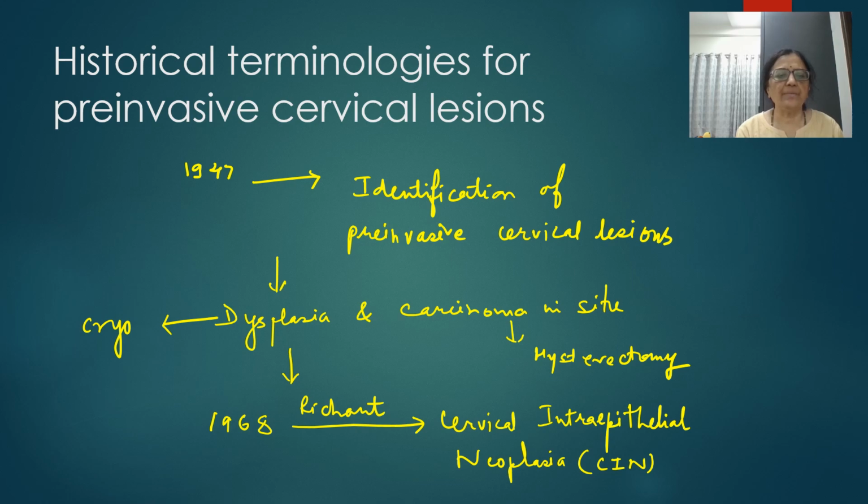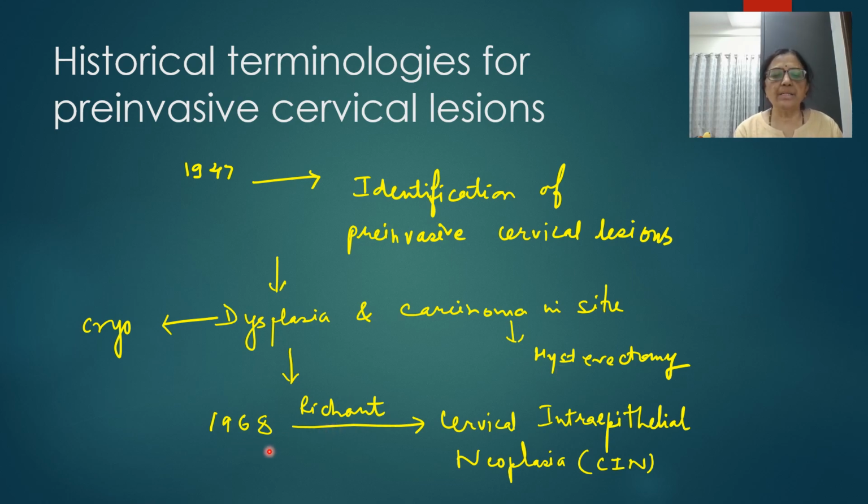Historical aspect as far as pre-invasive cervical lesions go: in 1947, it was for the first time identified that there is an entity as pre-invasive cervical lesion. It was labeled as dysplasia, and carcinoma in situ for the severe form. Dysplasia was usually treated by cryo, whereas for carcinoma in situ, hysterectomy was performed.